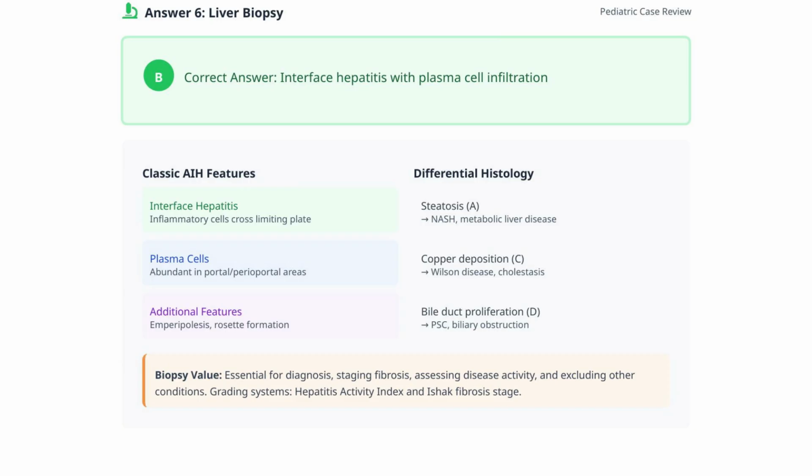Steatosis with ballooning is more typical of non-alcoholic steatohepatitis. Periportal copper deposition suggests Wilson disease. Bile duct proliferation and fibrosis are characteristic of primary sclerosing cholangitis or biliary atresia.